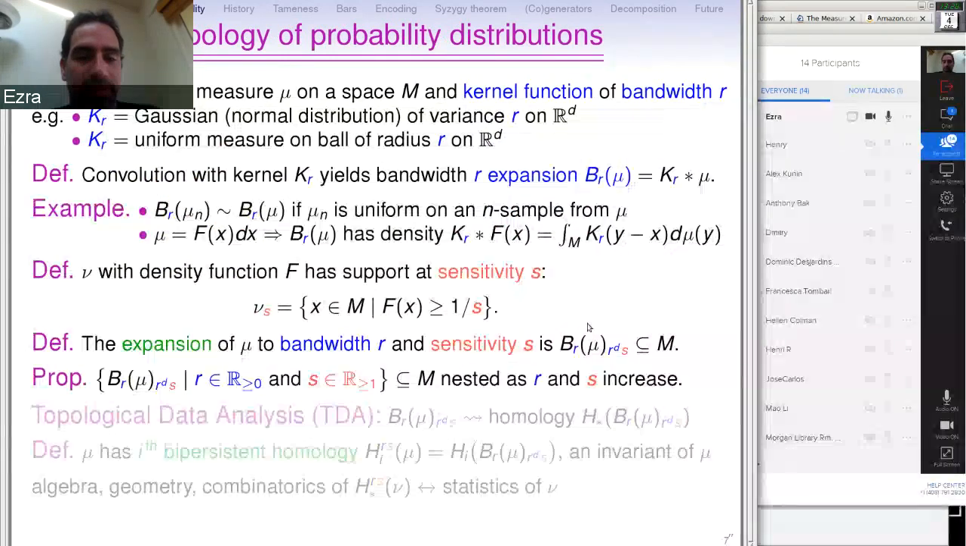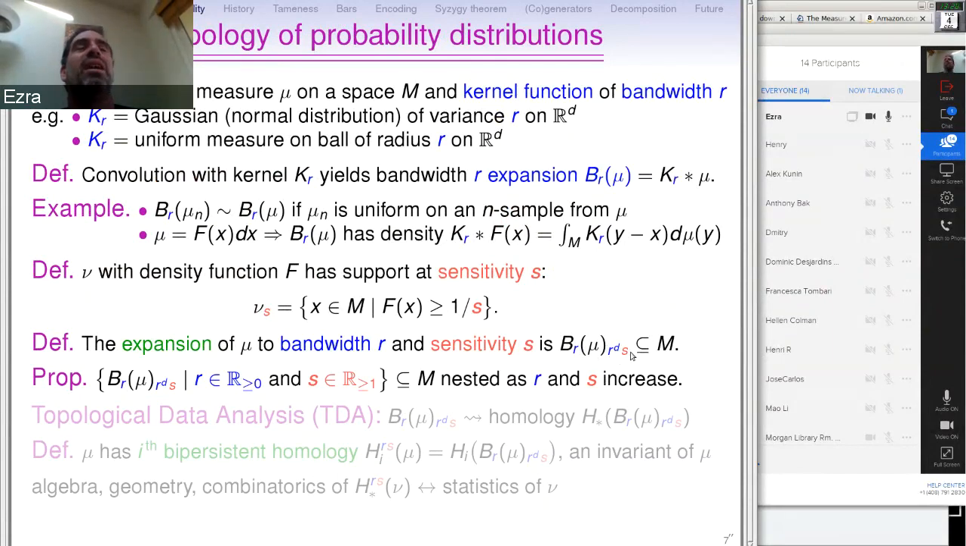Okay, so the expansion to bandwidth r and sensitivity s is this: you expand to bandwidth r, and then you threshold at this number r to the d times s. And the point is that these V_r(mu) thresholded at r to the d times s are nested as r and s increase. That's what the r to the d times s does. It makes it so that it's nested.